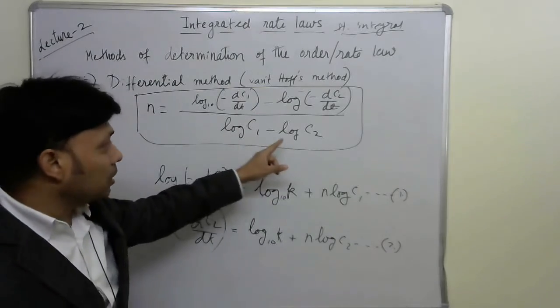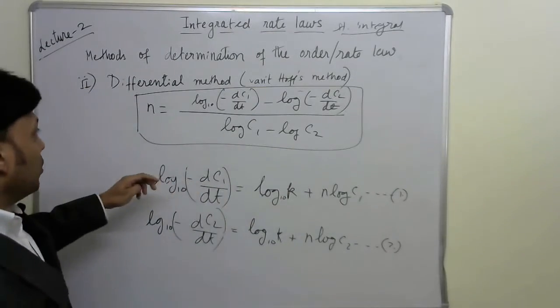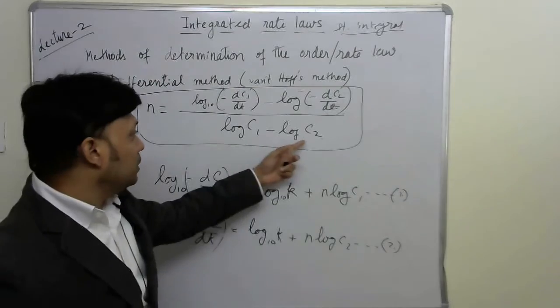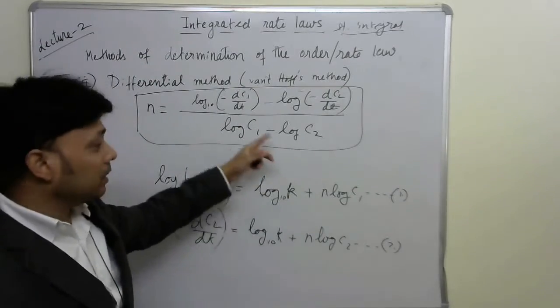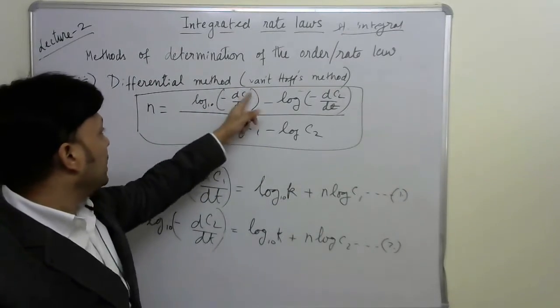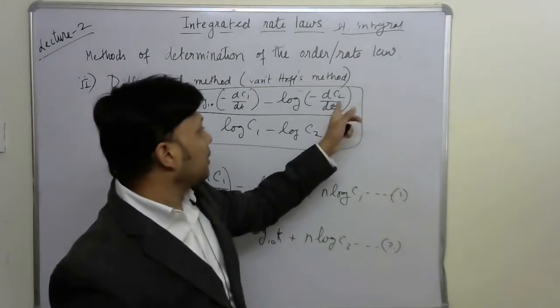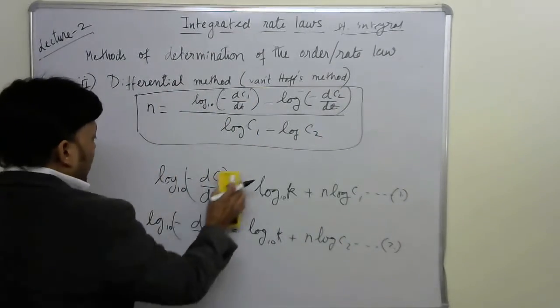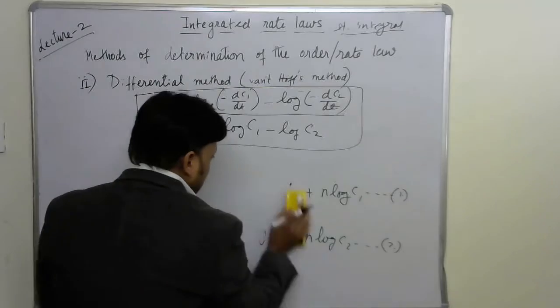Those are the two initial concentrations. So you may argue that C1, C2, the initial concentrations, mean it should be constant. Then how come we take minus dC1/dt here and minus dC2/dt here? So that's exactly what I'm going to discuss now.